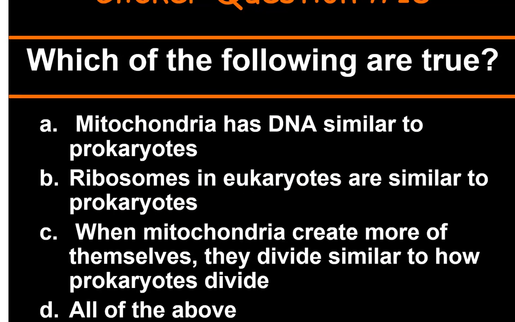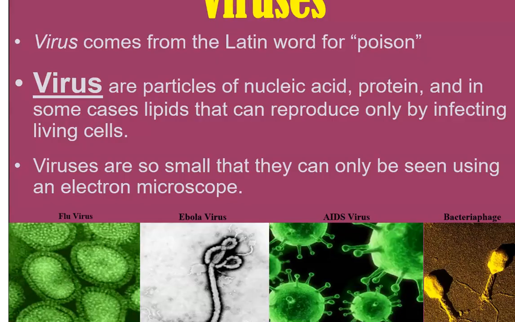Okay, let's look at the next question. So which of the following are true? Mitochondria has DNA similar to prokaryotes. Ribosomes in eukaryotes are similar to prokaryotes. When mitochondria create more of themselves, they divide similar to how prokaryotes divide. Okay, so all of these are true. These are all pieces of evidence that support the endosymbiotic theory.